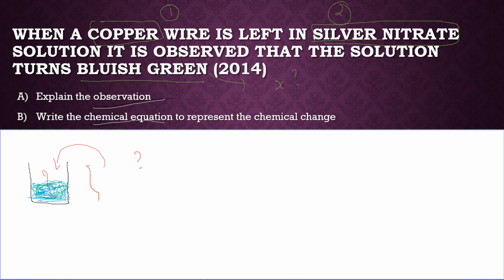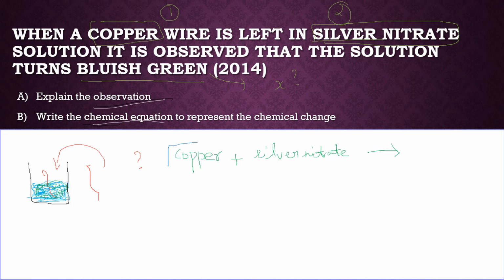Now the experiment is over. Now we have to provide a conclusion for this. So this bluish green color is what? First write the word equation. Copper combines with silver nitrate solution. So this in turn produces a bluish green color product. So what product is formed? Copper nitrate is formed. But how is copper nitrate formed?